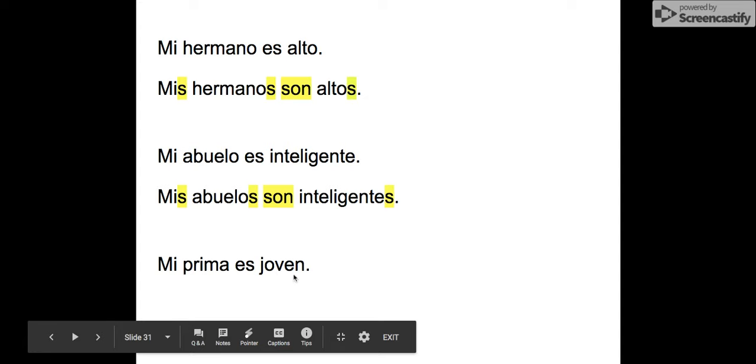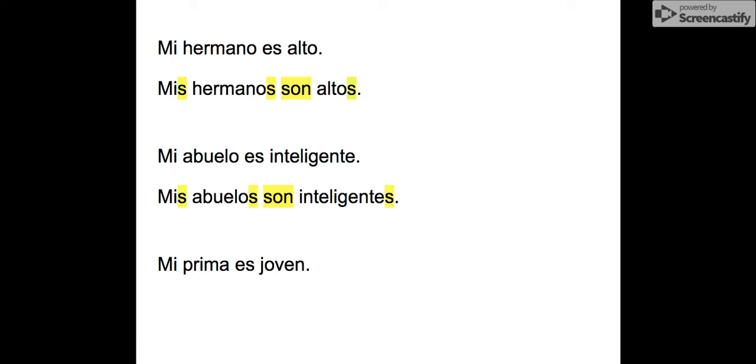Mi prima es joven. Joven does not end in a vowel. So instead of adding an S, we are going to add ES. So we could say mis primas son jóvenes, right? So if it ends in a vowel, add S. If it ends in a consonant, add ES.